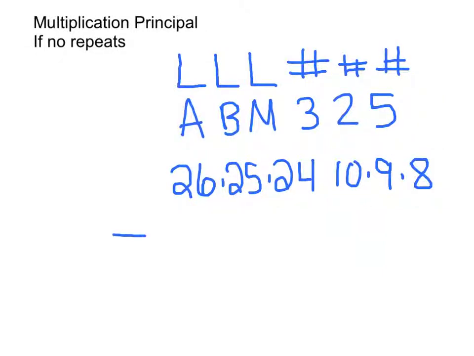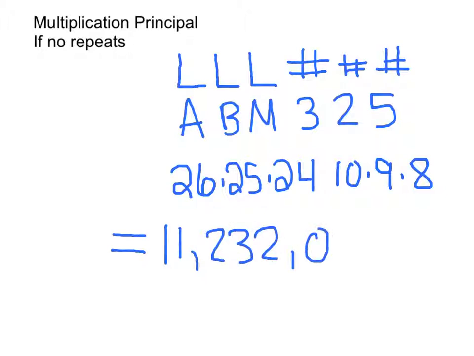In this case, the number of possible license plates would be 11,232,000.